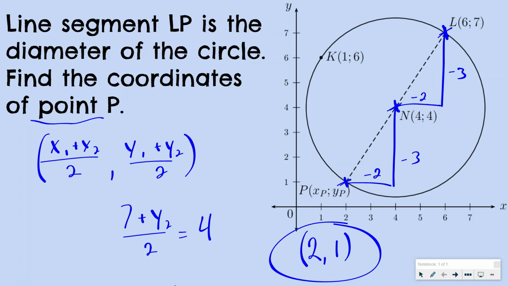So in the next 3 questions, it's really just going to be you reviewing the midpoint and distance formula and how it applies to circles.